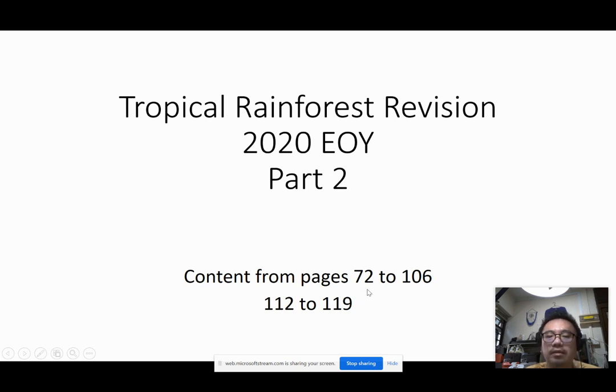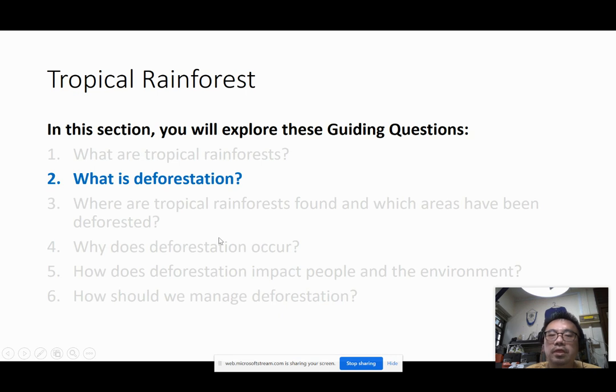You will need to look at the textbook pages to look for more details, more examples that you may need to furnish to make sure that your answer is complete for the examinations. So in this part 2, we will look at what is deforestation, where are the areas that have been deforested, as well as why does deforestation occur, because they're all very, very short portions. And finally, we will probably touch a little bit on the final one, which is how deforestation may impact people and the environment.